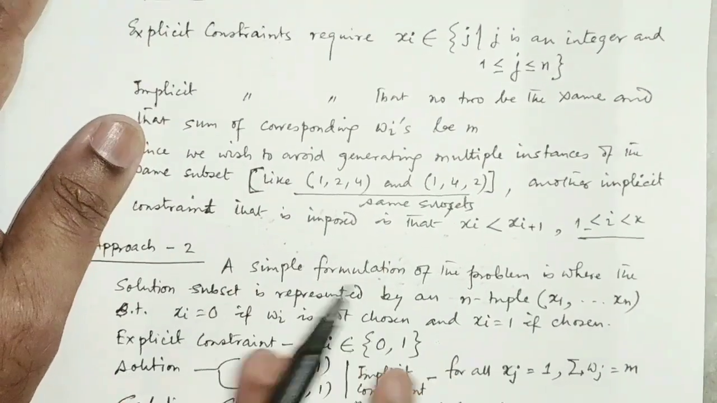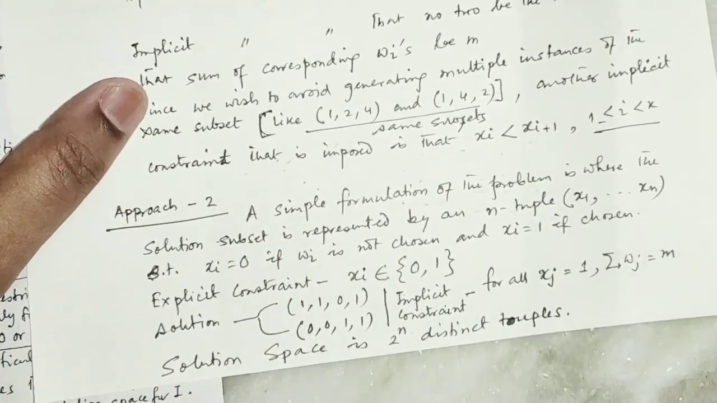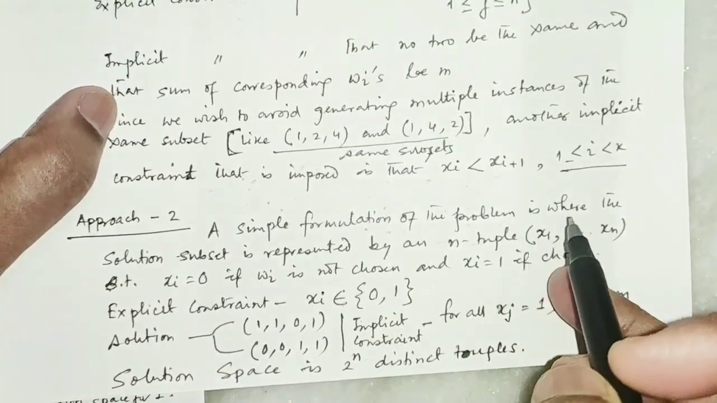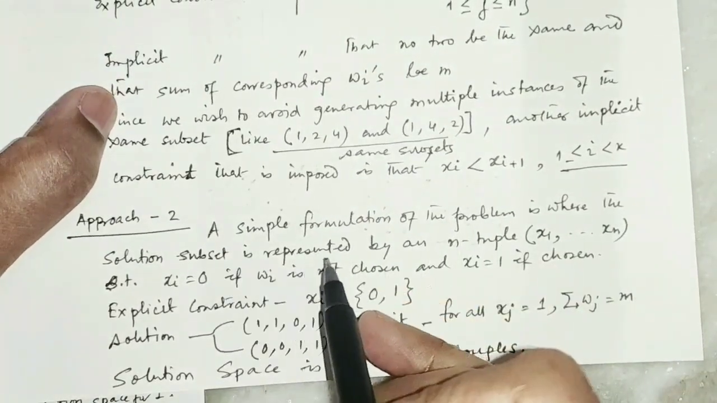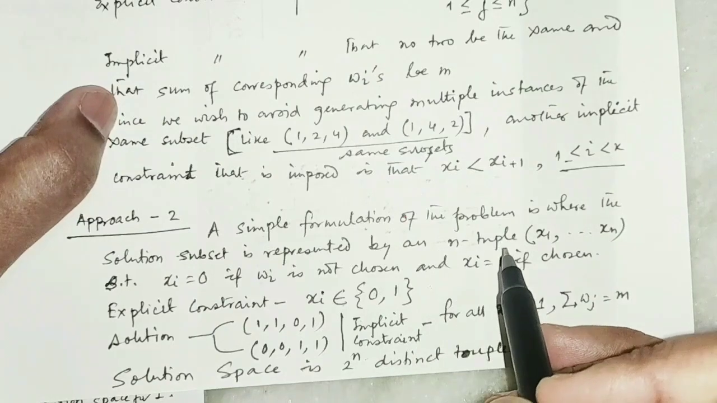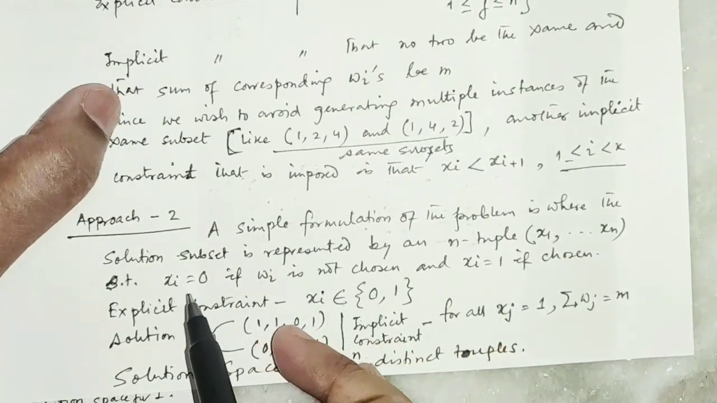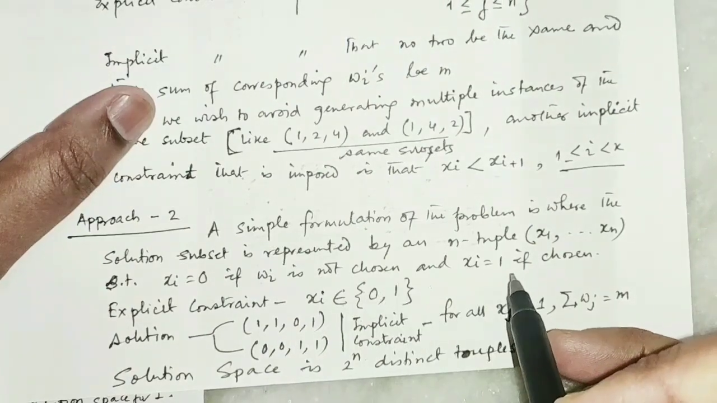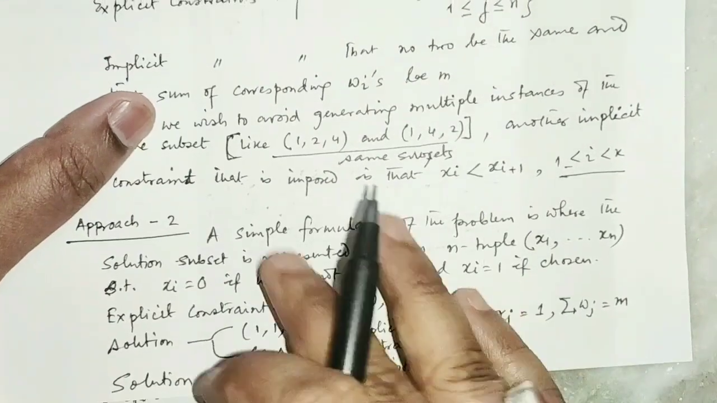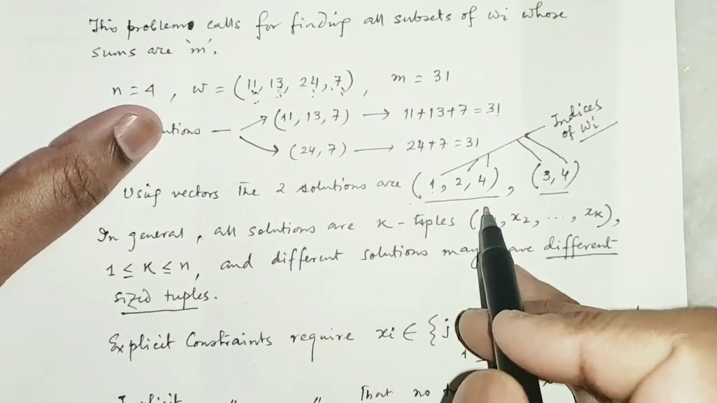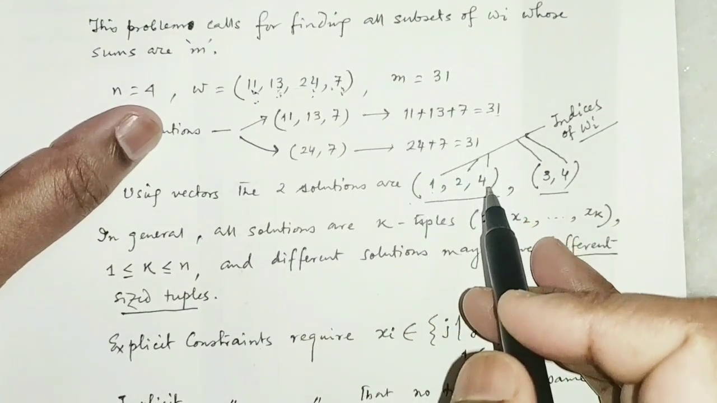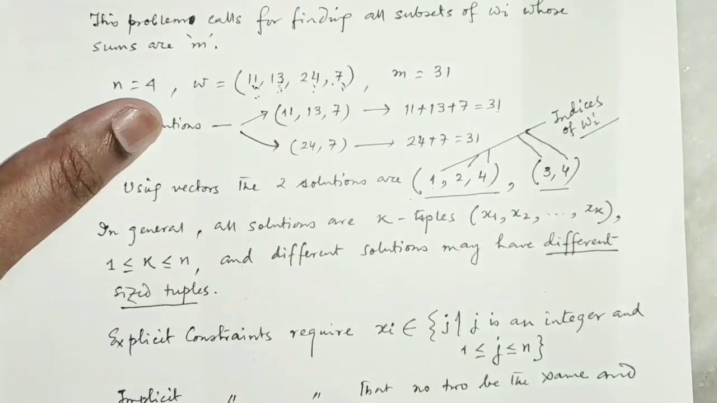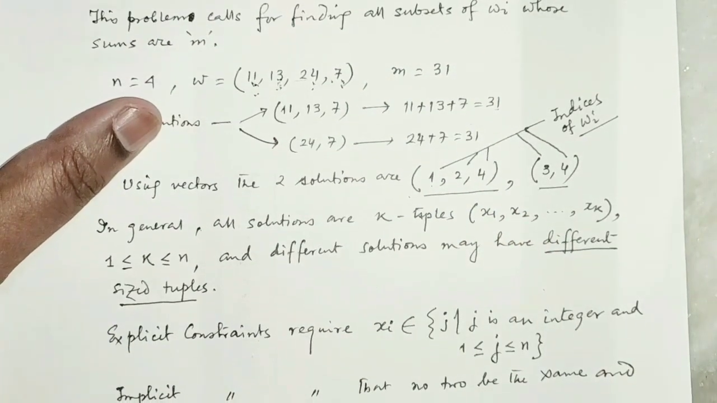Similarly, this can be formulated in another way. Suppose a simple formulation of the problem is where the solution subset is represented by an n-tuple such that xi equals 0 if wi is not chosen and xi equals 1 if it is chosen. So here we were mentioning the indices using which we are showing the solution. But in the second approach, it will be expressed in terms of 0 and 1. That means if the item is chosen, it is 1. If the item is not chosen, it is 0.